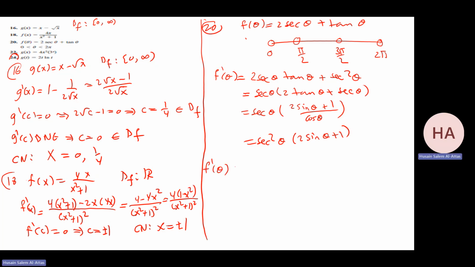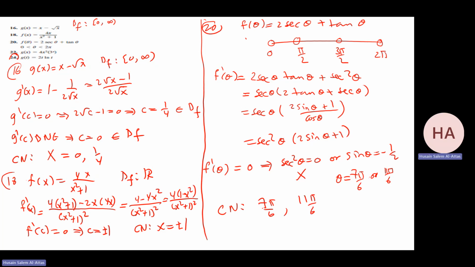Okay, f prime at theta equal to 0. That implies secant square equals 0, which is impossible, or sine equal minus half, which means when theta equal what? When sine equal minus half, the reference angle is pi over 6, but in the third and fourth quadrant, which is 7 pi over 6 or 11 pi over 6. If f prime does not exist, then the function is not defined there. So the critical numbers are 7 pi over 6 and 11 pi over 6. Now we'll go to 22.